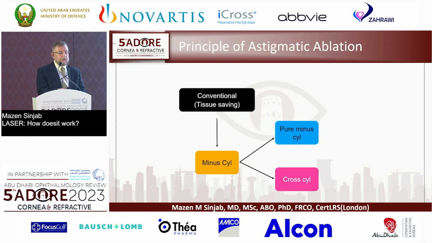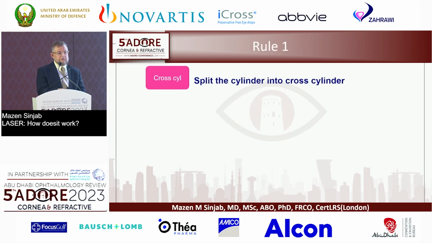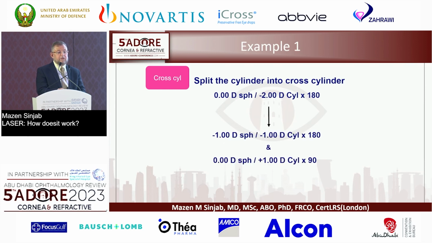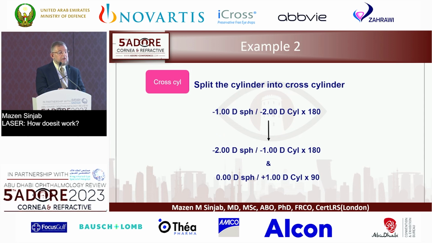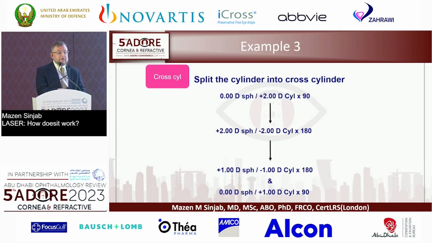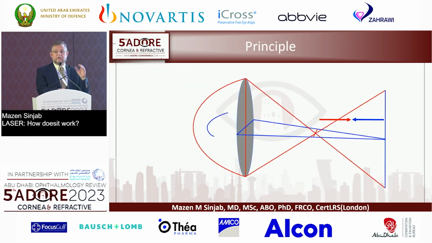Okay, great. Now we come to the other one, which is the cross cylinder. It tries to split the cylinder into cross cylinder. So for example, -2 at 180 will be split into two perpendicular astigmatisms. There is a way to understand this, but we don't have time. So this is another example. -1, -2 will be treated like this. And the principle is just to make the following.